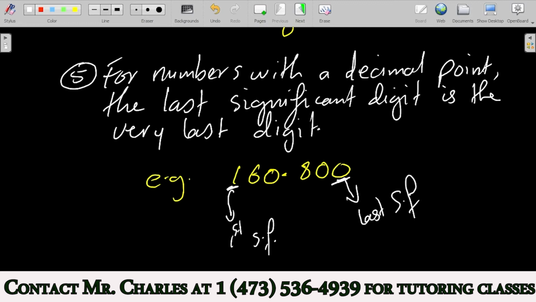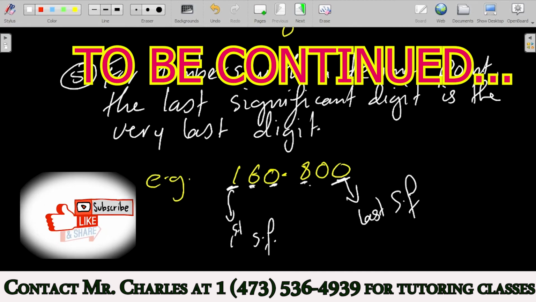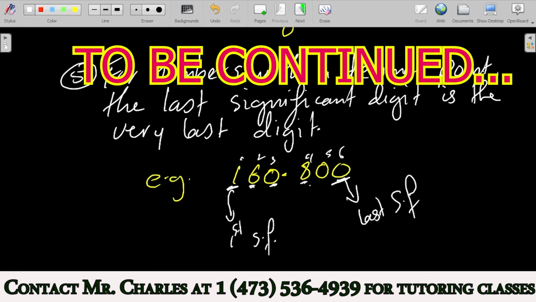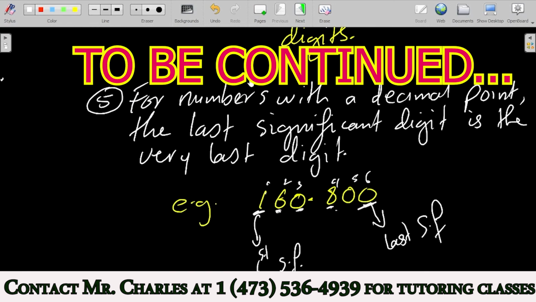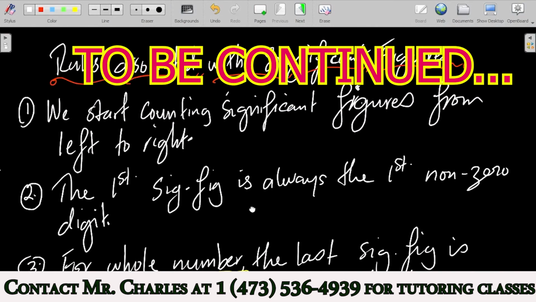So although these zeros here are trailing zeros, they are significant because they are to the right of the decimal point. And although the 0 here is at the end of the whole number part of the decimal, it's significant because it's between two non-zero digits. So this 0 here is also significant. So this number here has 1, 2, 3, 4, 5, 6 significant figures. So these are the rules that govern significant figures. Make sure you learn them very well.